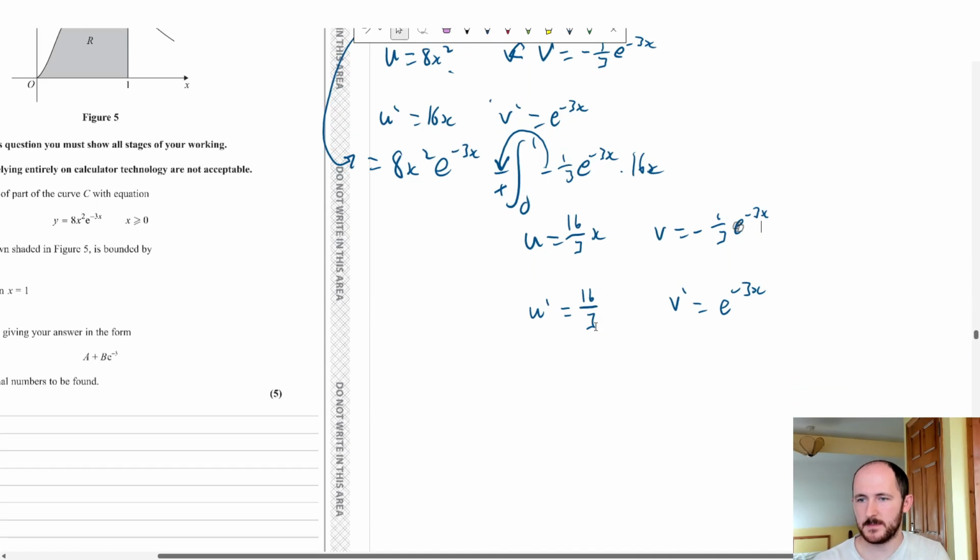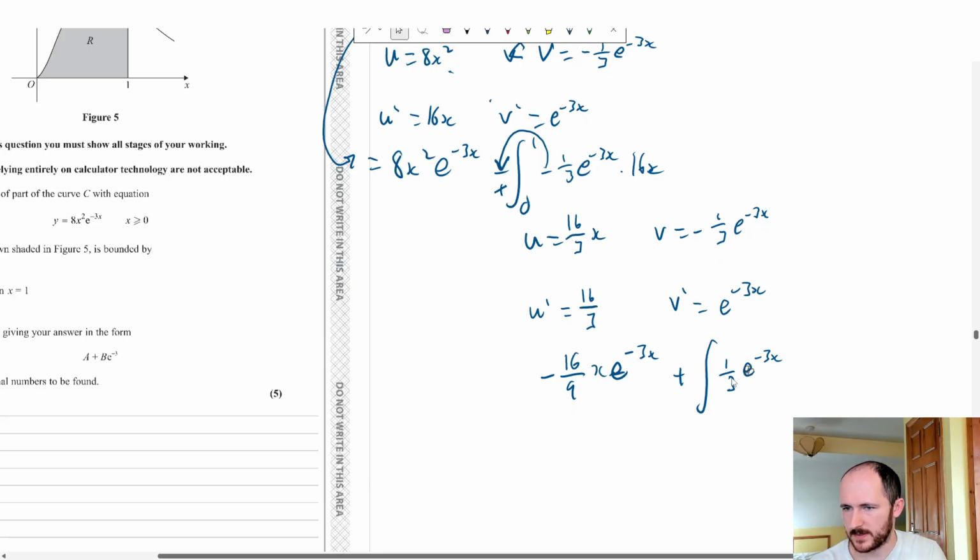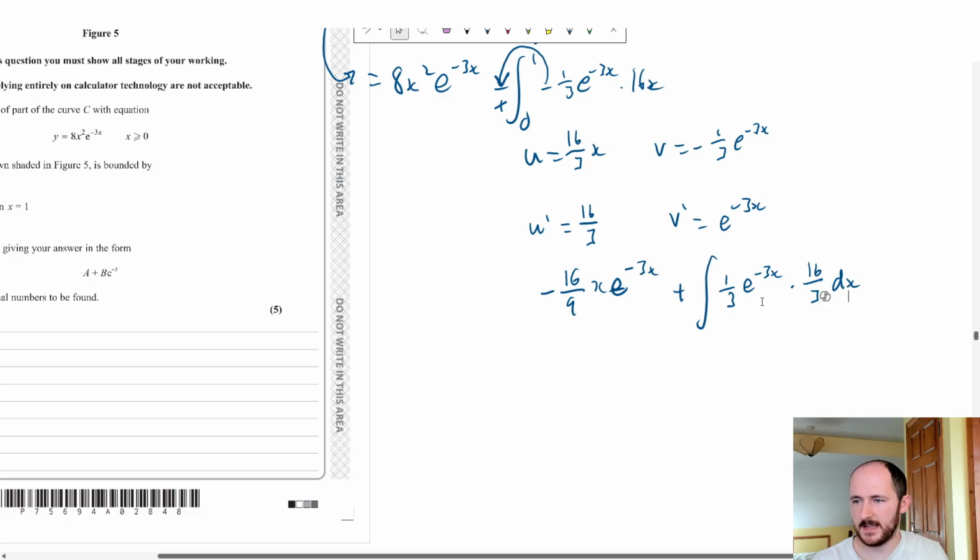Okay, so then this becomes uv, so we get minus minus 16 over 9 x e to the minus 3x minus the integral of v du. So again, I'm going to make that plus to take the negative out. God, I think I've had a stroke or something. V du, so that's 16 over 3 x. Finally, which means we can finally integrate this nice and easily, if you just take all the constants out.